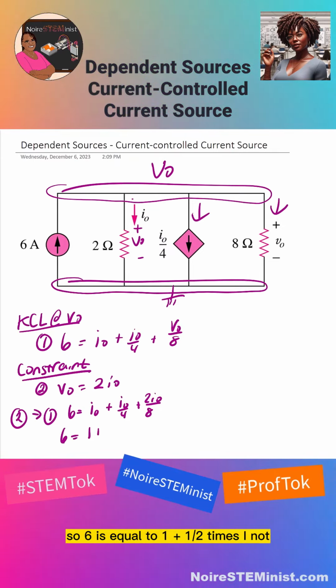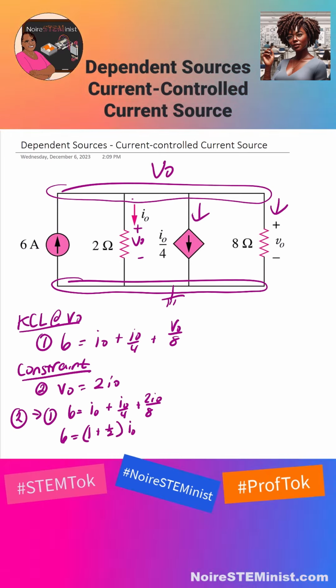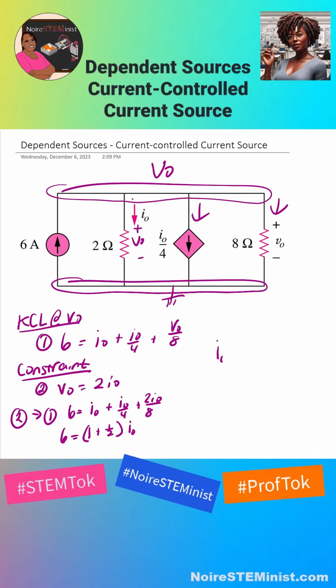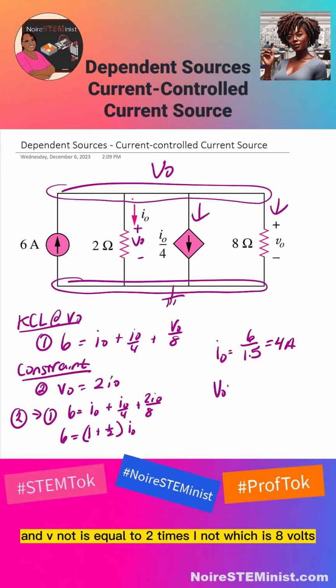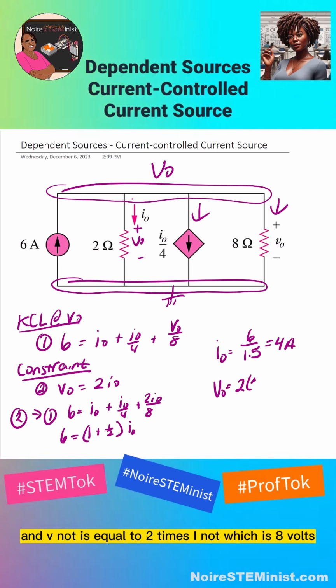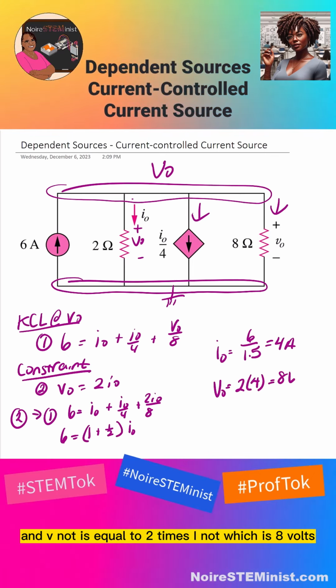So 6 is equal to 1 plus 1/2 times I0. So I0 is equal to 6 divided by 1.5, or 4 amps, and V0 is equal to 2 times I0, which is 8 volts, and the dependent source is 4 divided by 4, which is 1 amp.